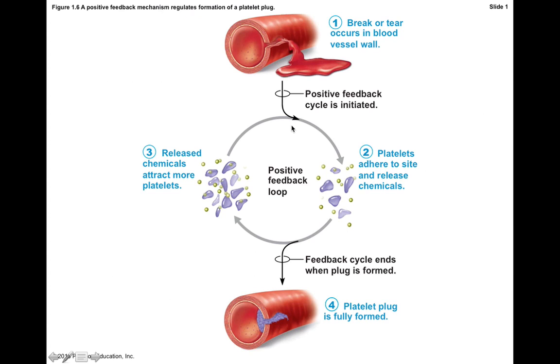And so you can see that here as an example of positive feedback, where if you have a ruptured blood vessel, a break or tear in the vessel wall causes platelets to adhere. They release chemicals that attract more platelets, and then those platelets also release more chemicals that attract more platelets. This is an example of positive feedback, which allows your blood clot to grow larger and eventually plug this ruptured vessel. So in this example, positive feedback makes sense.